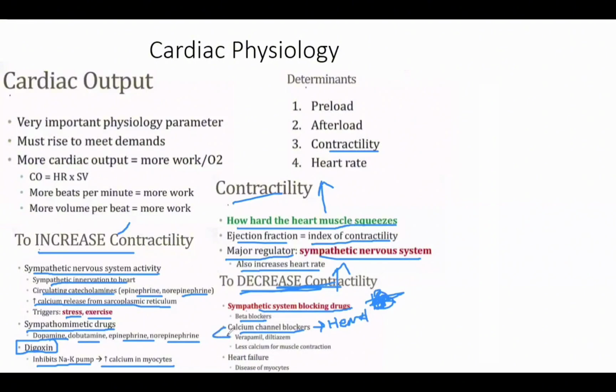What are those calcium channel blockers? These are two, verapamil and diltiazem, because there will be less calcium for muscular contraction. For which muscles? For cardiac muscles. Another cause is heart failure. In heart failure, there is disease of the myocytes, and if the myocytes are diseased, the contractility will be affected, and there will be a decrease in contractility of the heart.